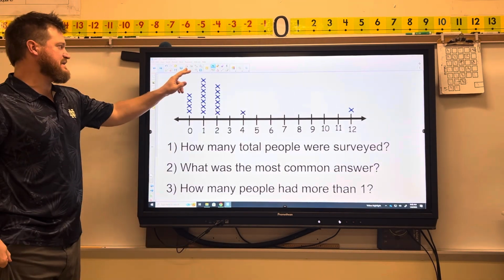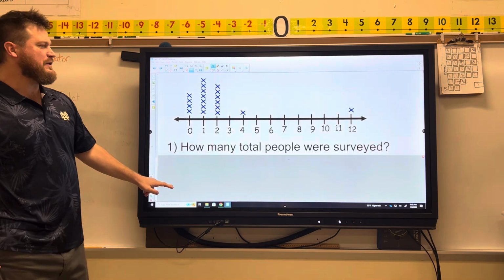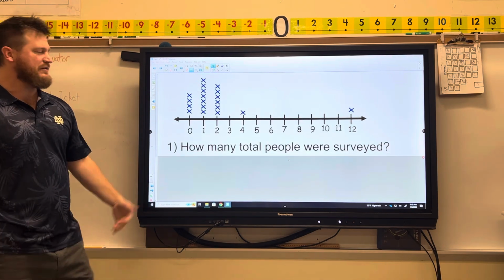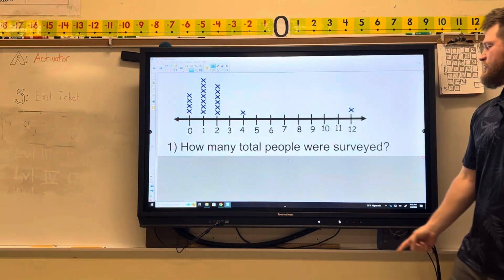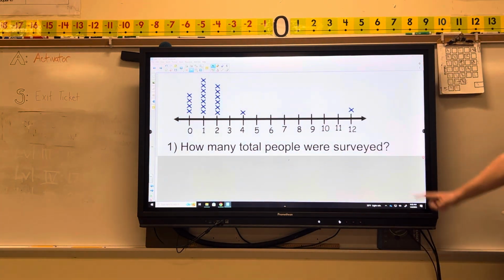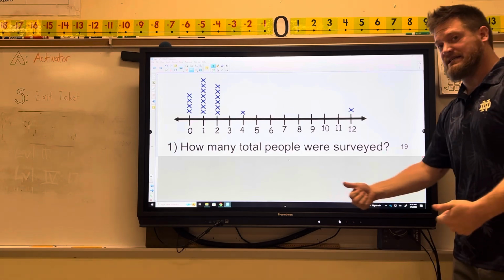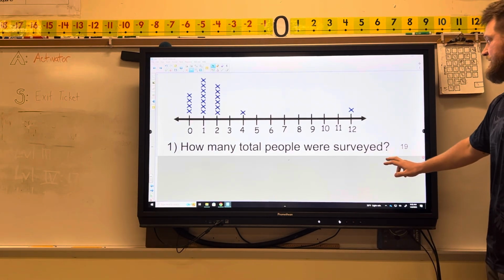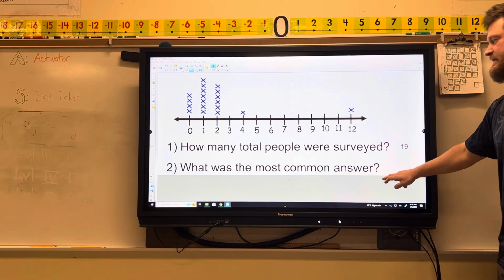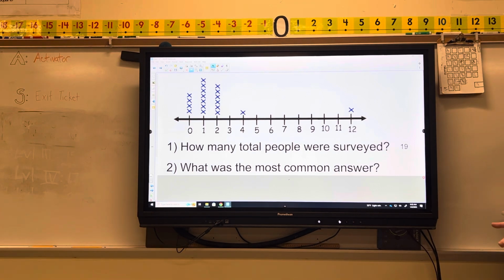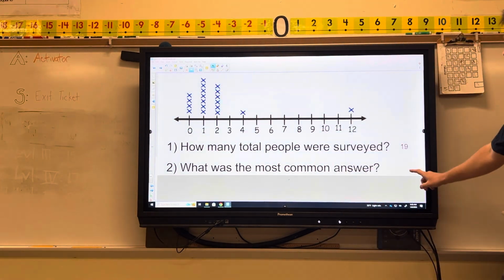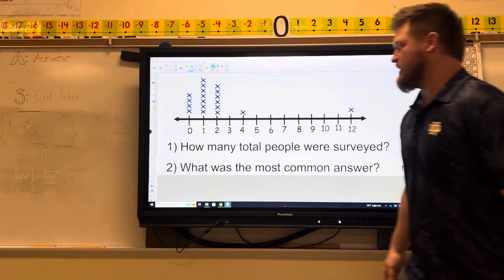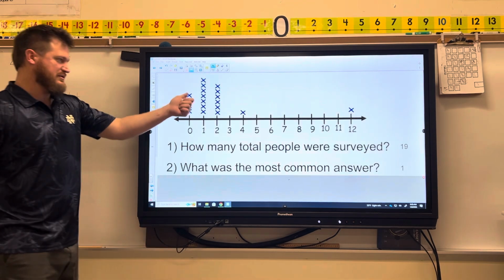Okay, so if you had questions with these, if it said how many total people were surveyed, what would you do with all these X's? Well, you would just count them. If you said how many people were surveyed, count each X, and there are 19 total X's, meaning 19 people were surveyed in this question, whatever the question was. The next one, what was the most common answer? Well, we would find which one has the most X's, which is what? That guy right there, that would be number one, or whatever one was, that is the most common answer.